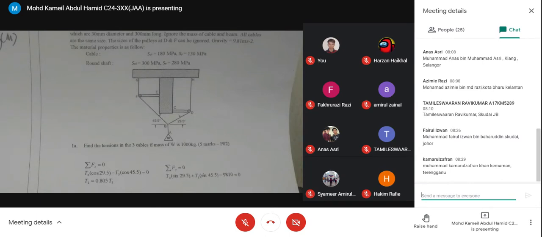So question number 1, find the tension in the cable, if the mass W is 1000 kg. In this question, they provide the SUT and SY values. So if you are given, then it is easier. And if not, you have to find them from the table. Most probably they'll give you. But one of the things you have to know is how to find them from the table.